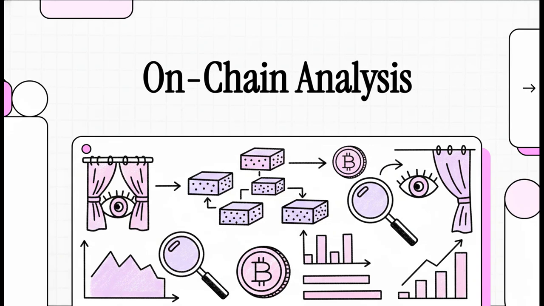All right, have you ever wondered what the big players in crypto are really doing? Are they buying, selling? Well, with on-chain analysis, you don't have to guess anymore. Seriously, you can see their moves right there in real time. In this explainer, we're going to show you exactly how to read the market's hidden language straight from the blockchain itself.